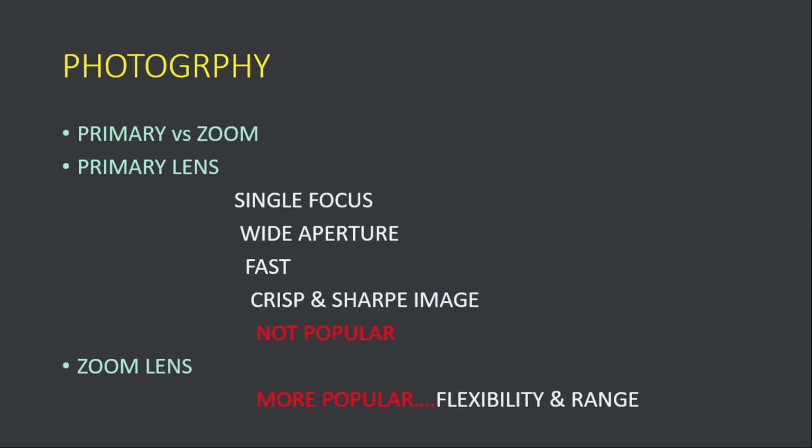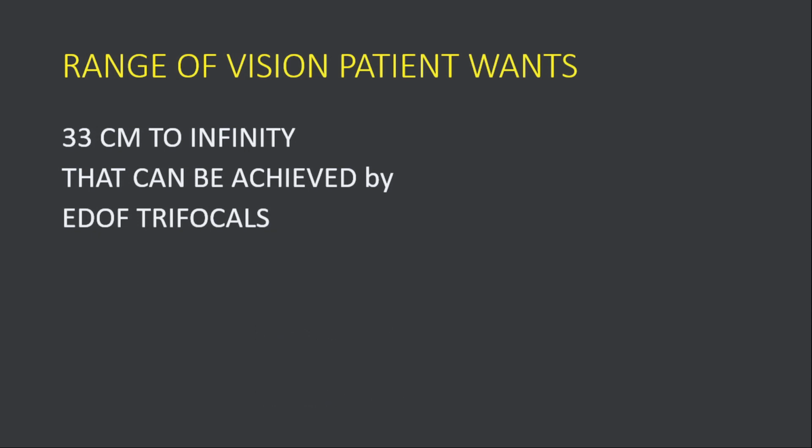So as we know, in photography there are two types of lenses, primary versus zoom. The primary lens is a single focal lens, which gives the wide aperture, fast and crisp and sharp image whenever you do wildlife photography, but not so popular, very expensive. On the other hand, zoom lenses are more popular because of their flexibility and range. Same way, every patient will like to see from 33 centimeter to infinity if that can be achieved. And that is possible with the EDOF trifocal lenses.